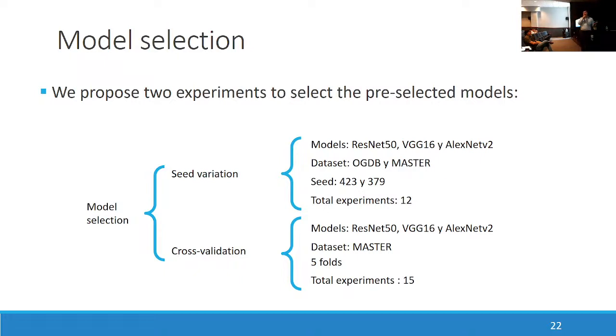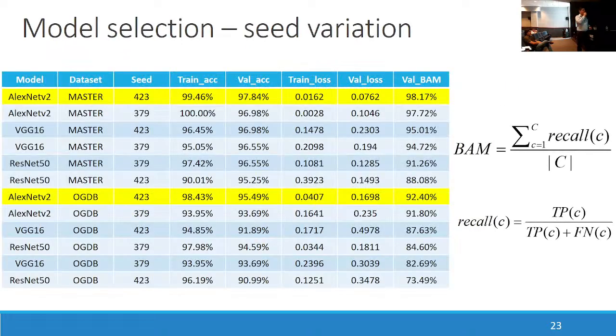And also, we will be making a cross-validation to validate that these 12 experiments are well made and not biased towards a certain distribution of the images. So, we make 5 folds because we're training with 80% of the samples for training and 20% for validation. And that will take us to 15 experiments.